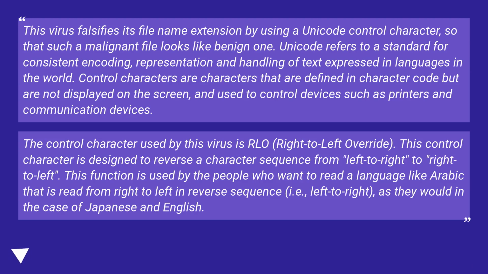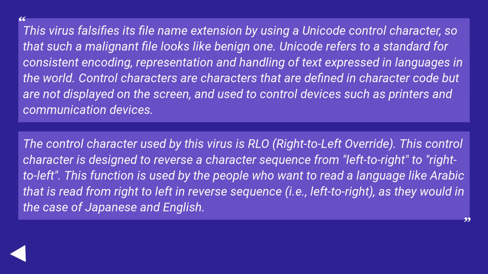Unicode refers to a standard for consistent encoding, representation and handling of text expressed in languages in the world. Control characters are characters that are defined in character code but are not displayed on the screen, and used to control devices such as printers and communication devices.